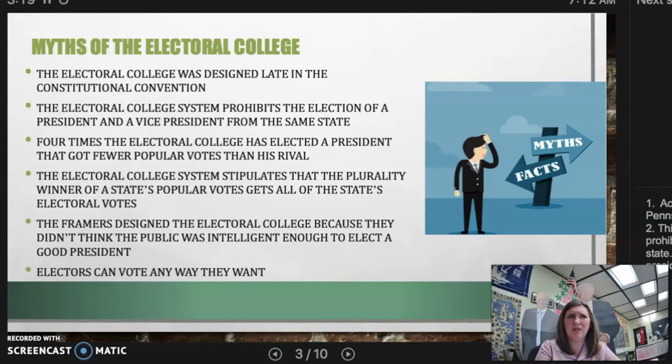Does that mean the Electoral College system is bad? No, and that's the argument. This is why this is a myth. Yes, someone can lose the popular vote and win the presidency through the Electoral College, but it's a myth that that's a bad thing. Remember that they're not campaigning for a national popular vote, right?